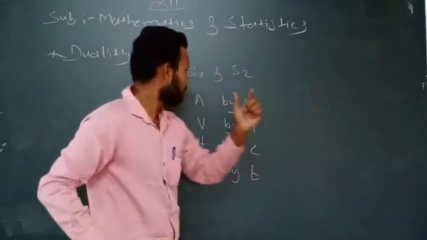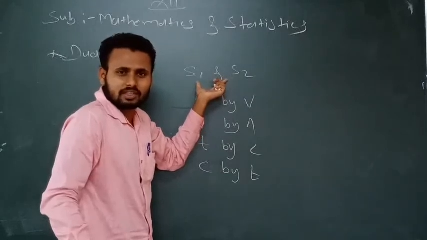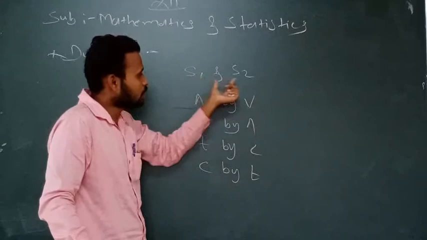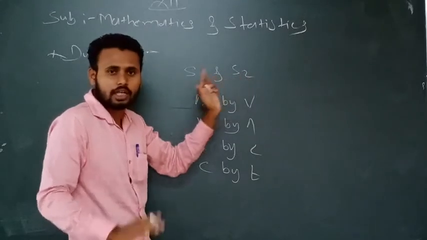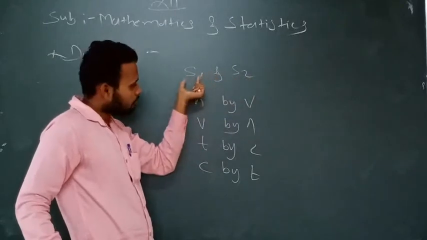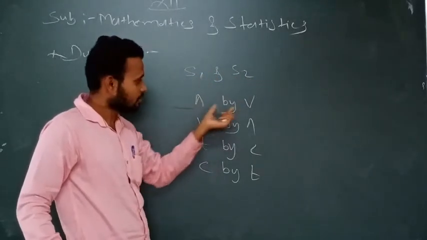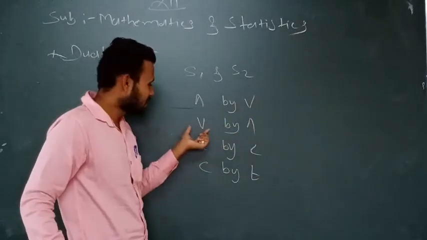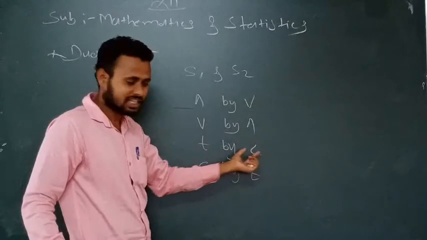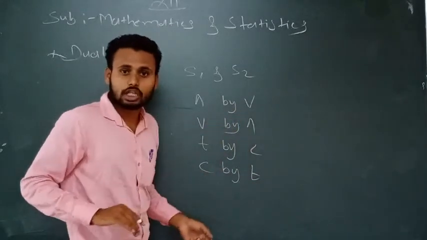One more definition of duality of two statements. The two compound statements S1 and S2 are said to be dual of each other if one can be obtained from another by replacing conjunction by disjunction and disjunction by conjunction, then small t by c and small c by t, then we say that these two statements are dual of each other.